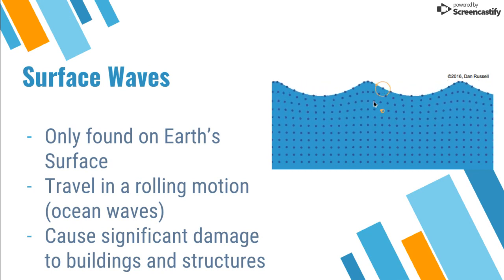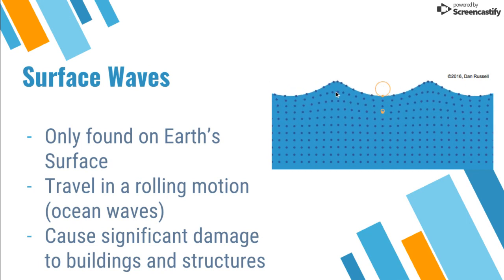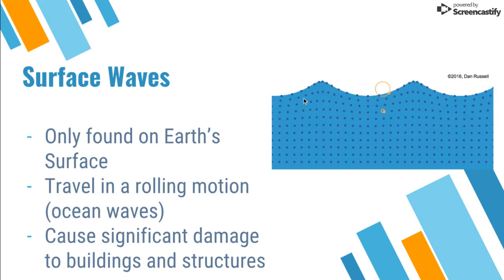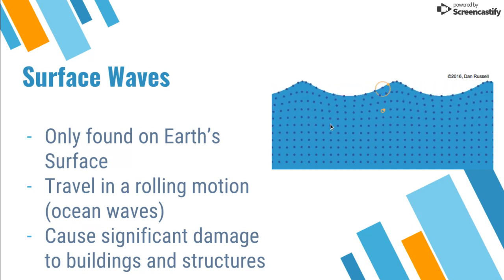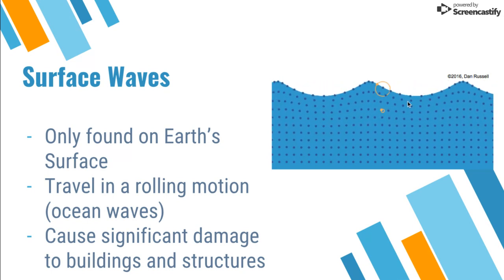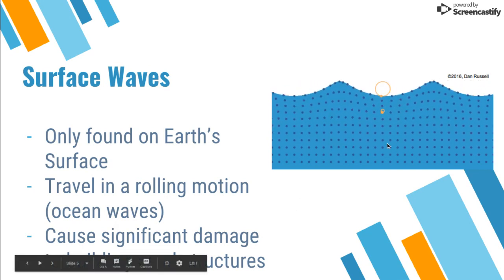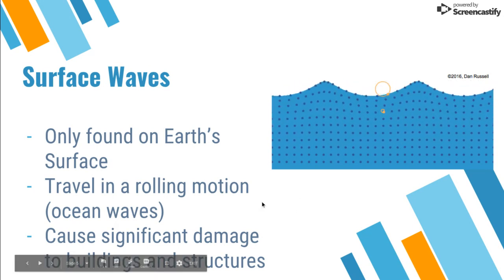crust. And when these actually occur, you can literally see the Earth shifting like this. And that's what makes these guys so destructive, is the Earth is literally moving up and down, rolling like the ocean as it goes. And these guys are far and away the slowest wave that we have.